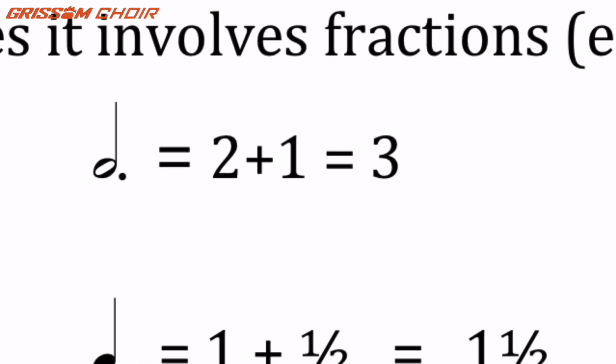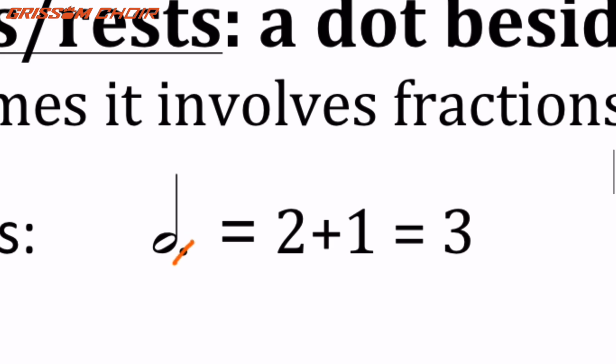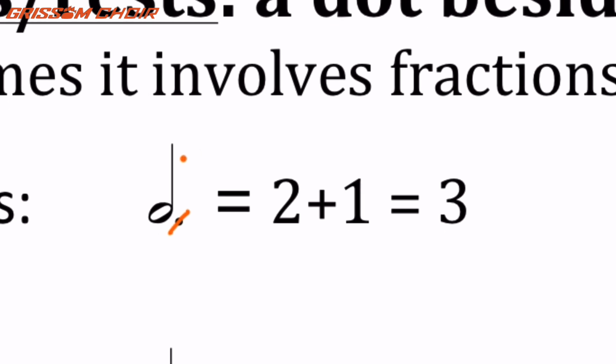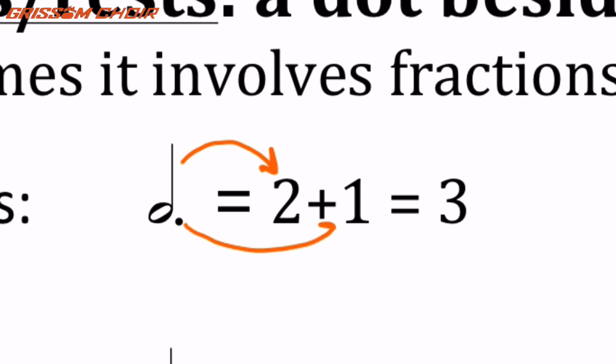This first example, if we negate the dot, we cross out that dot, that is just a half note. The half note will get 2 counts. But it's not just a half note. It is a dotted half note. So what is half of 2? Half of 2 is 1. So we will add that 1 back to the 2 and get 3. The dotted half note gets 3 counts.